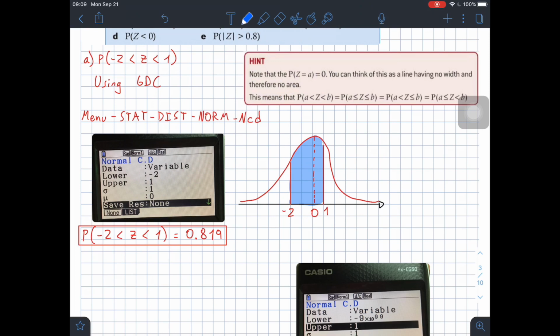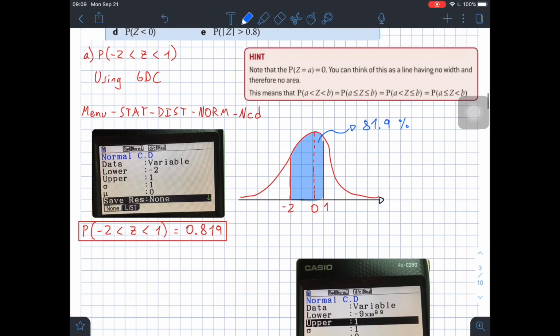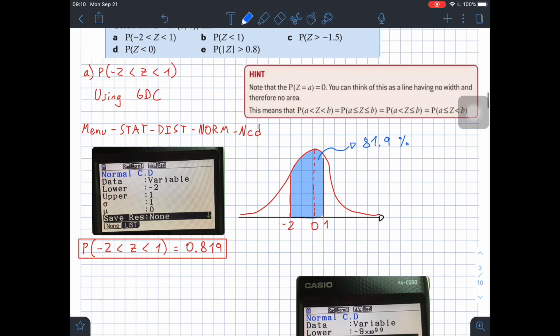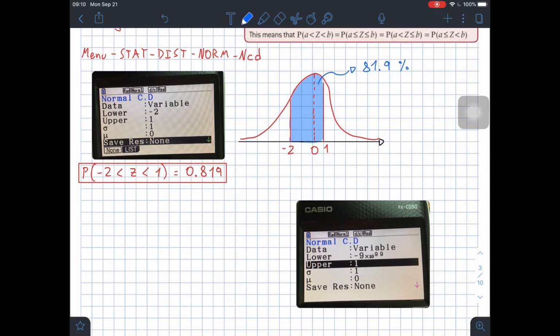And this means, if we look at our graph, that this shaded region over here represents 81.9% of our information, right? The probability of being between those two values is 81.9% in this particular problem. Okay? I hope you're understanding this clearly. Now let's move on to part B.